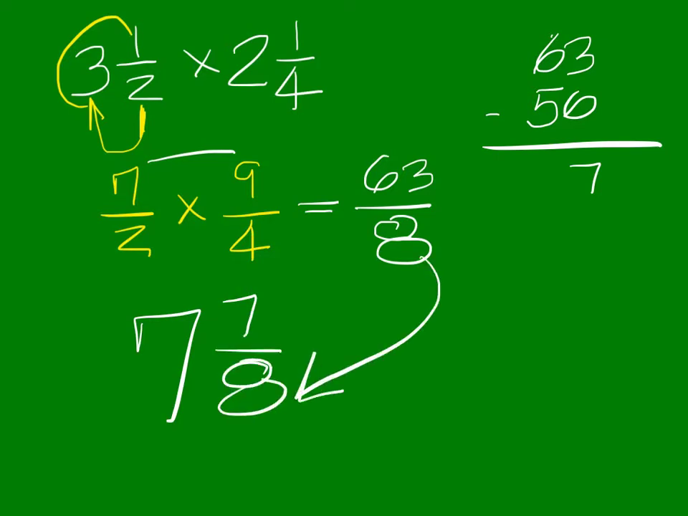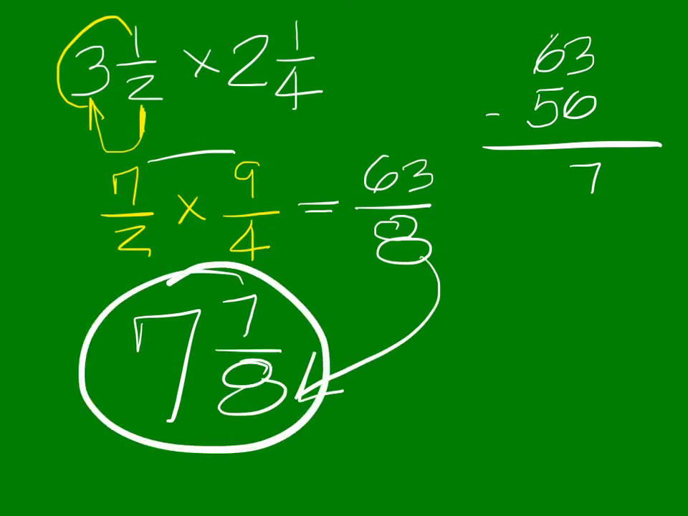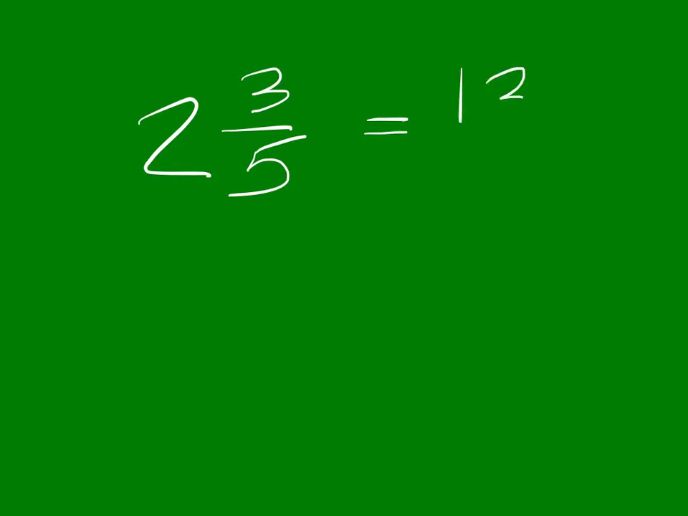And you use that denominator. The answer is 7 7/8 as for the result of this. What would 2 3/5 be as an improper fraction? 13 over 5.